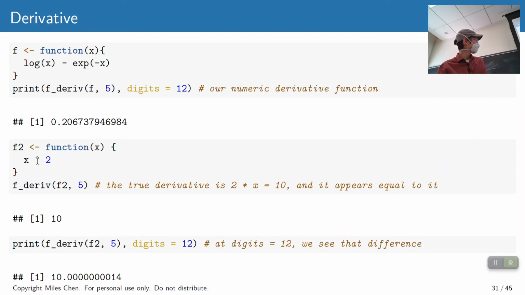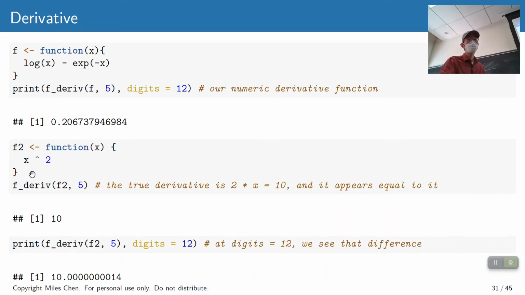And we can say, all right, what if I have another function, x squared? The derivative of x squared is really easy. It's just 2x. And I can ask, what is the derivative of our x squared function f2 at 5? And it says it's 10, and it looks like it's working, okay? Now, if we print 12 digits, we can see it's not exactly 2x. It's 10.00000000014, so it's off at the 9th decimal place. It's accurate up to 8 decimal places. So it's a tiny bit off, but I think it's pretty good.